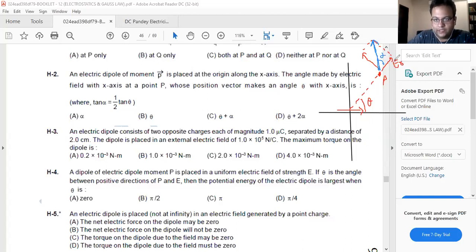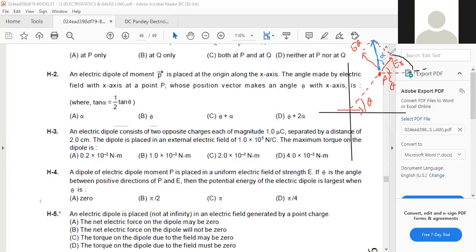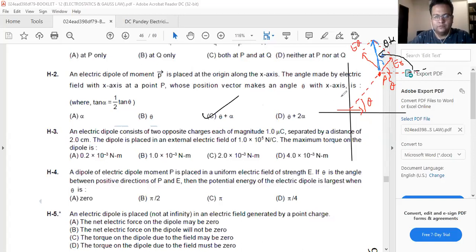This is E_r, this is E theta. E_r itself is making what angle with the horizontal line, the x-axis? Theta. This angle and this angle will be theta, corresponding angles. So how much is the total angle that the electric field vector is making? Theta plus alpha. Yes or no? Okay, from the x-axis the entire angle is theta plus alpha. Go through this. And so alpha will be like this: tan alpha equals half tan theta, which will be applicable for all. Yes, this value holds for every point.